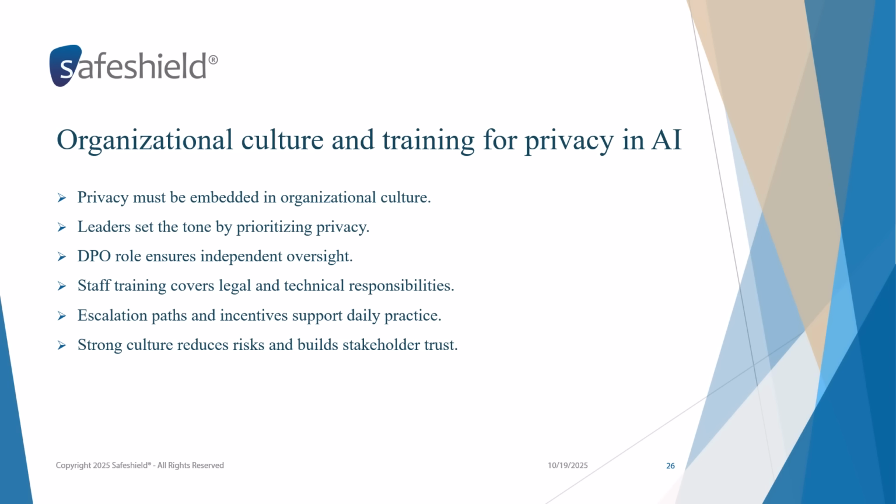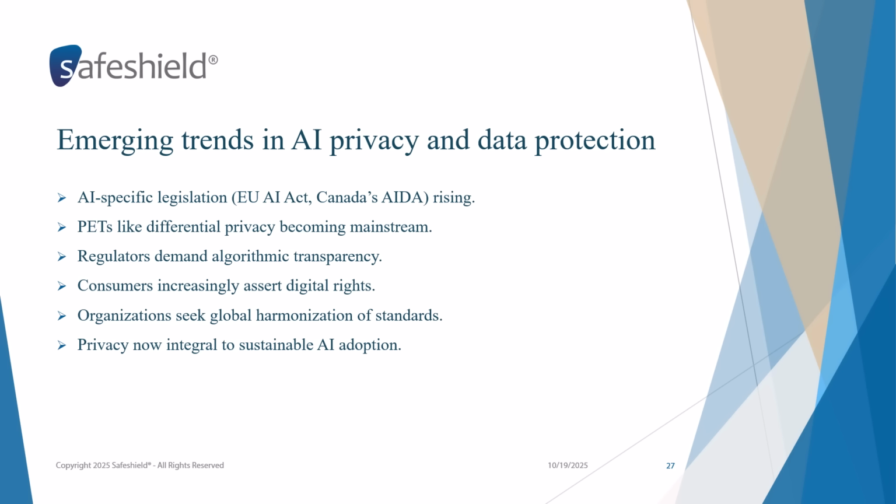Most importantly, they create AI systems that reflect respect for individual rights, ensuring technology works in service of society rather than against it. The field of AI privacy and data protection is rapidly evolving, shaped by technological advances, regulatory reforms, and shifting public expectations. One of the most significant trends is the rise of AI-specific legislation, such as the EU AI Act and Canada's AIDA, which complement existing data protection laws by addressing risks unique to AI systems.